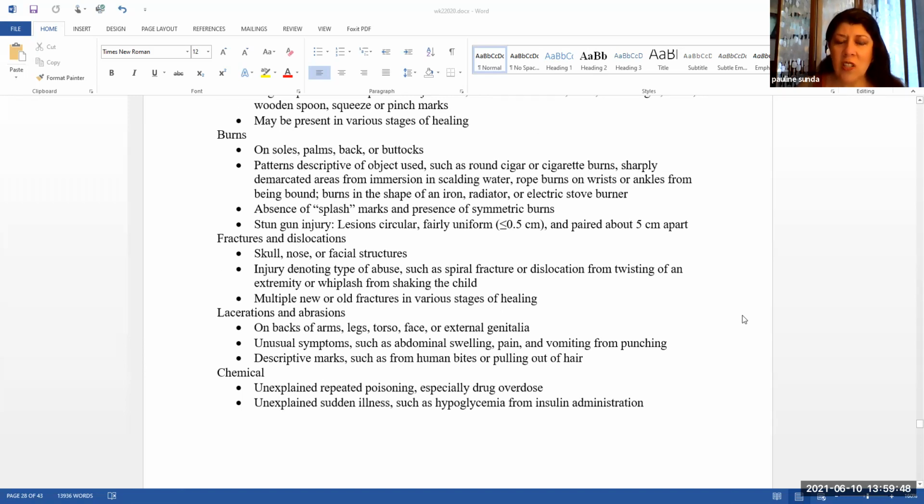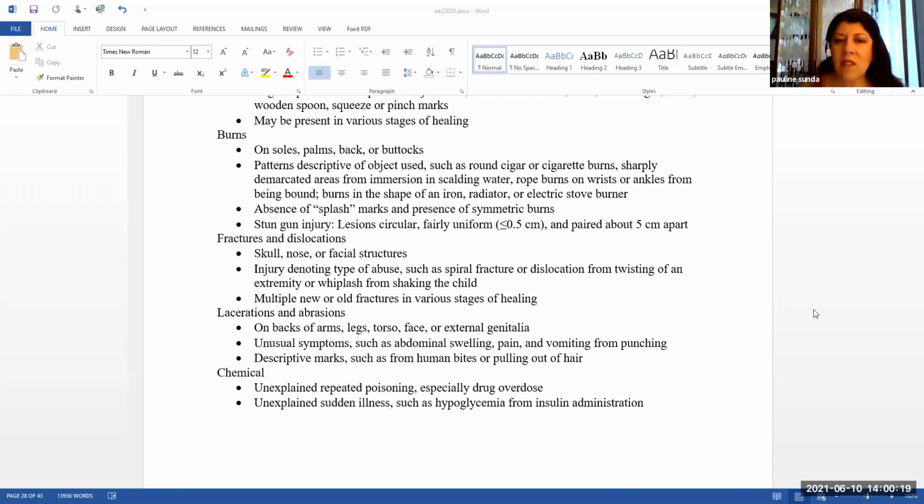Fractures and dislocation. So again, this could be anywhere, but note that spiral fractures are something that you would definitely pay attention to. You want to pay attention to the story, because the spiral fracture could be the twisting of the arm or the leg and then it breaking. Also note, if they do a skeletal survey, which is an x-ray of the whole body, do they have old fractures as well that have already healed?